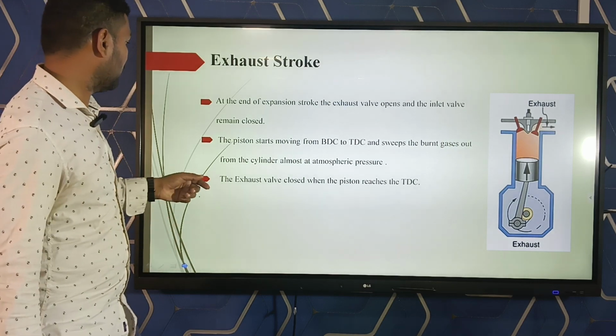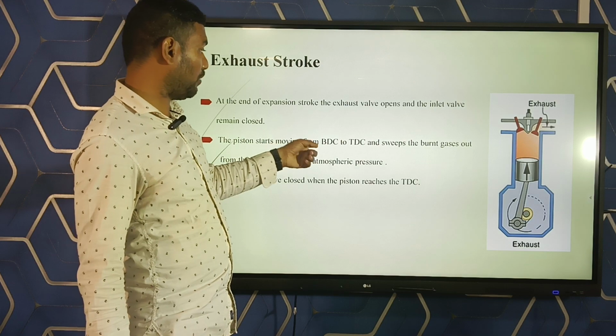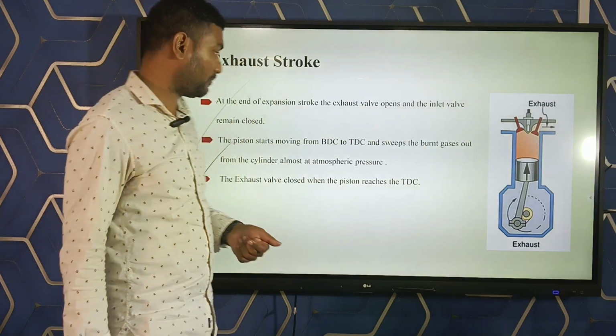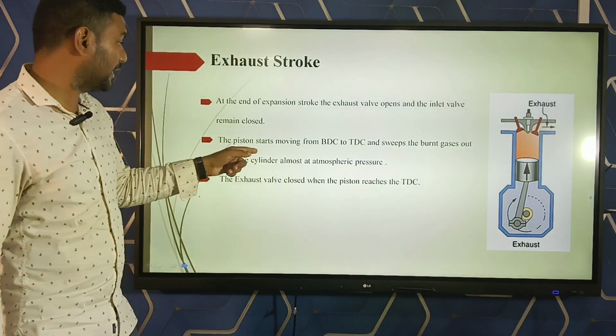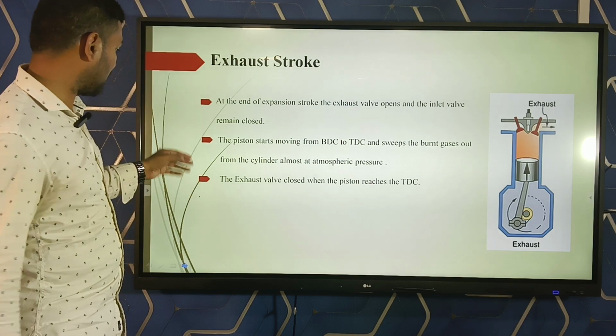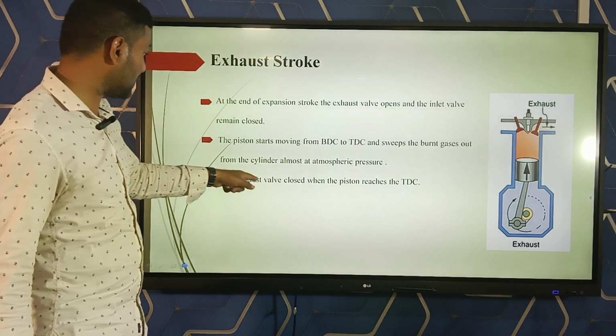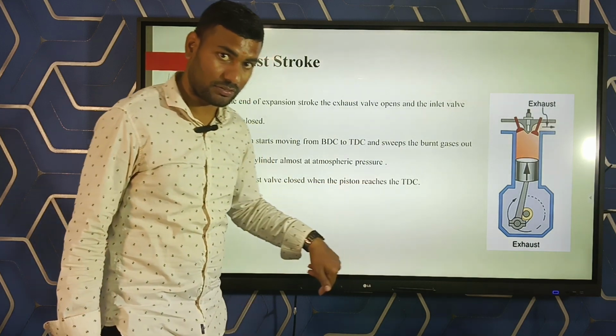Second point is the piston starts moving from bottom dead center to top dead center and sweeps the burnt gases out from the cylinder almost at atmospheric pressure. Third point is the exhaust valve closes when the piston reaches the top dead center.